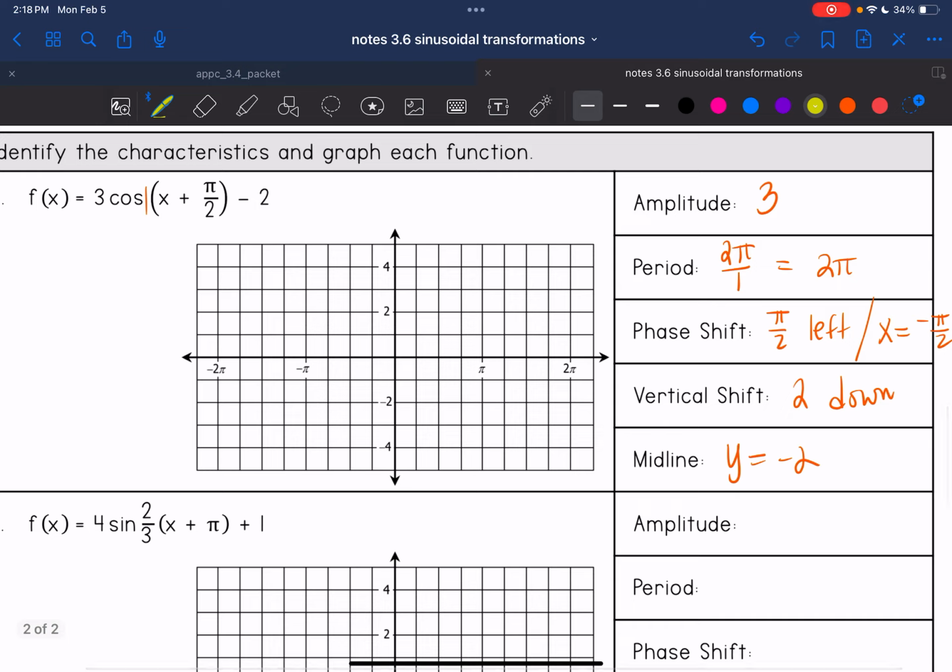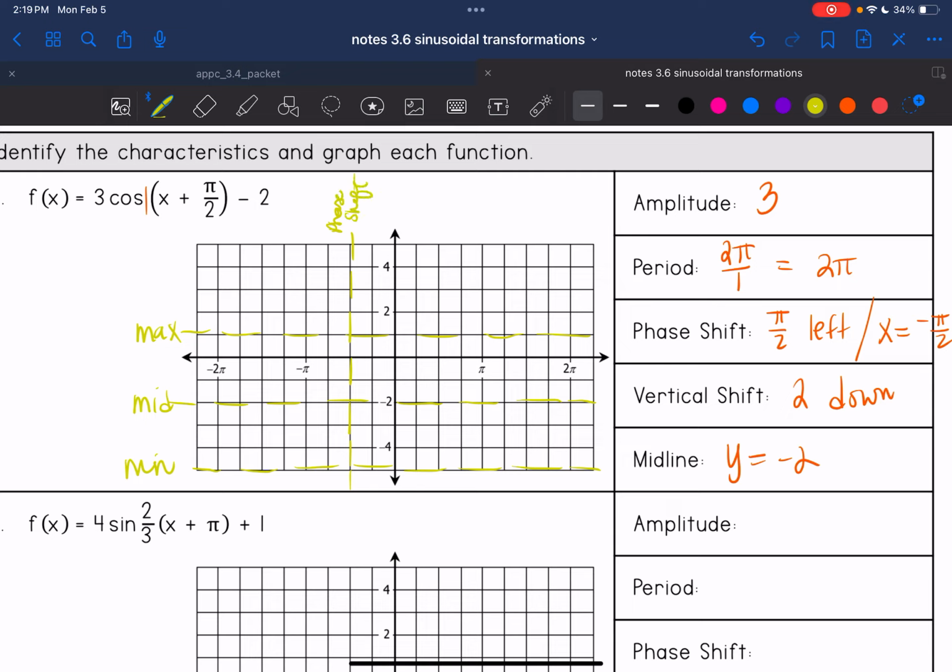Okay, so I'm going to start with our midline. It has an amplitude of 3, so that means our maximum would be 3 squares up. And our min would be 3 squares down. It has a phase shift of pi over 2 to the left. So that's 2 squares, because remember each square counts as pi over 4. 2 over 4 would equal 1 over 2. So phase shift.